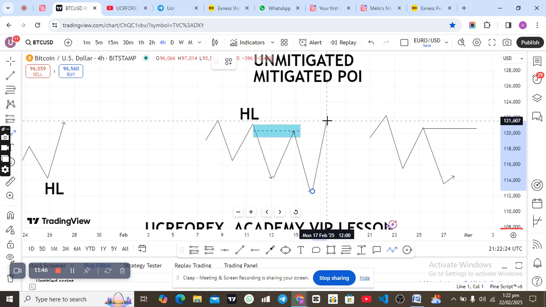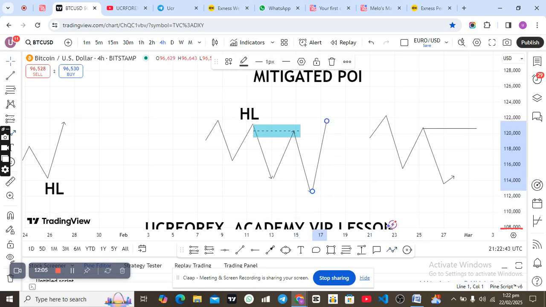So it reduces the probability of reaction. After mitigation, the zone is less likely to cause a significant reversal or reaction. If price has already mitigated it before, there's a higher tendency that if price returns to that zone, it might fail.